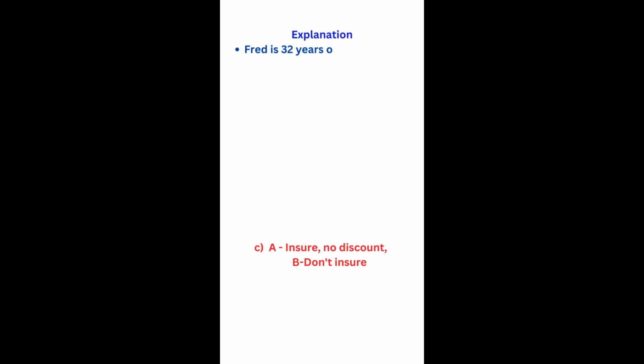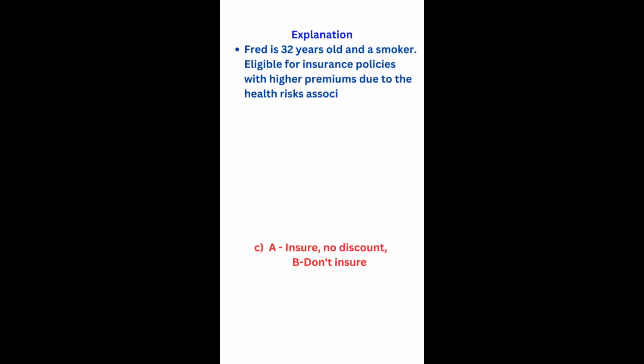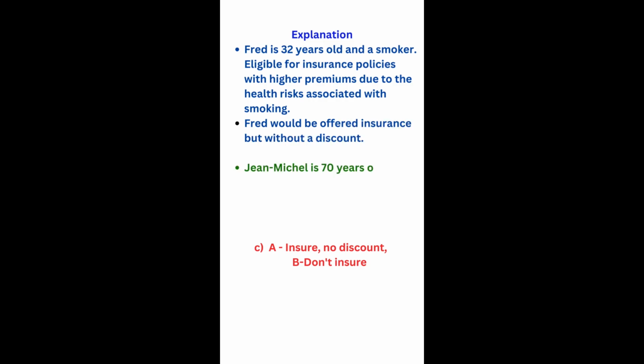Explanation. Fred is 32 years old and a smoker. Eligible for insurance policies with higher premiums due to the health risks associated with smoking. So Fred would be offered insurance but without a discount. Jean-Michel is 70 years old and a non-smoker. Based on his age, he is ineligible for insurance coverage. So the answer is, for A, insure with no discount, for B, don't insure.